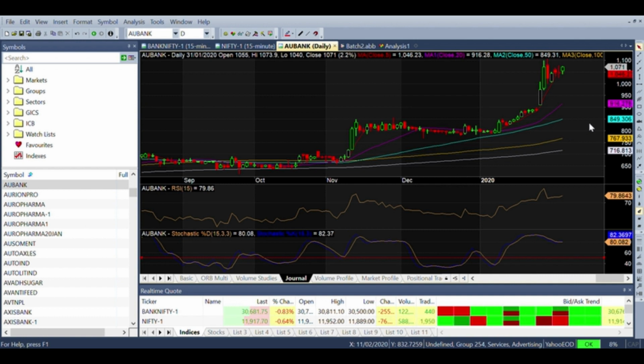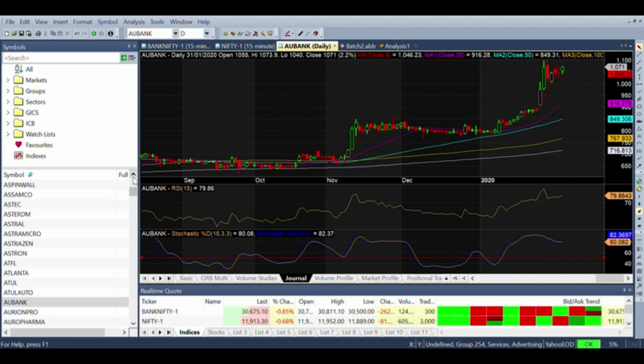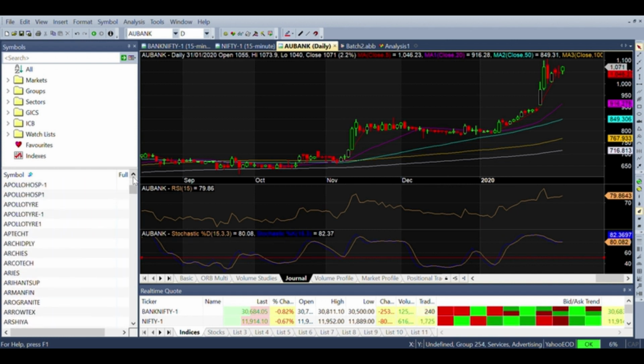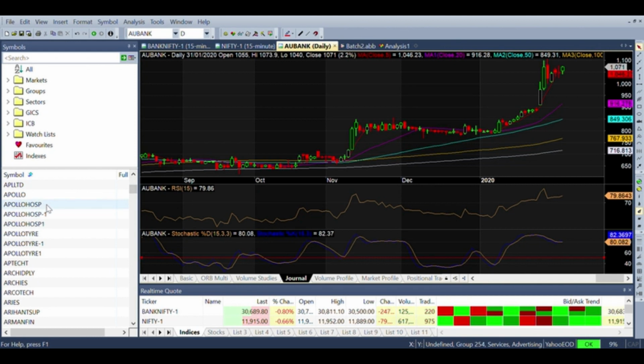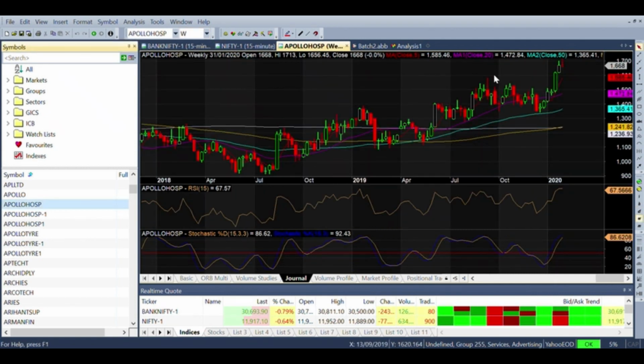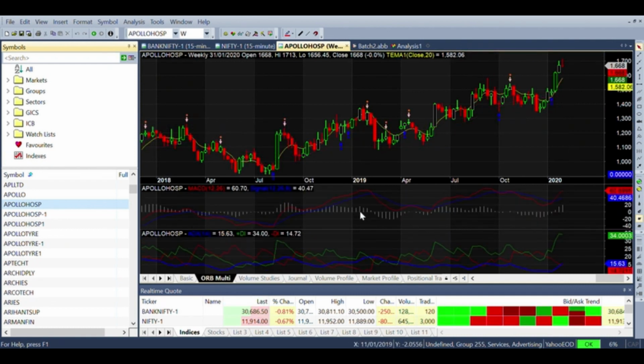So now let's take a look at another example. Let's say Apollo Hospital. Let me open the chart for Apollo Hospital. This is Apollo Hospital. Now again we start with whether we should shortlist Apollo Hospital or not. So I switch to the weekly chart here, and let's check the MACD indicator.